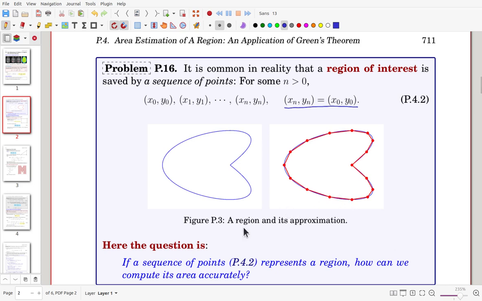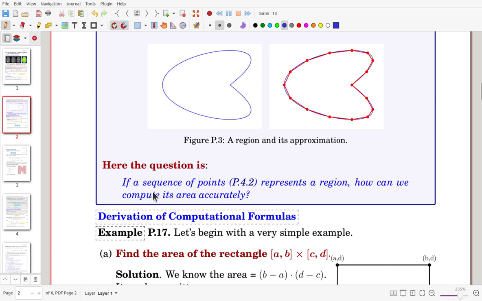Here we have a question. If a sequence of points represents a region, how can we compute its area accurately? Let's try to derive a computational formula.